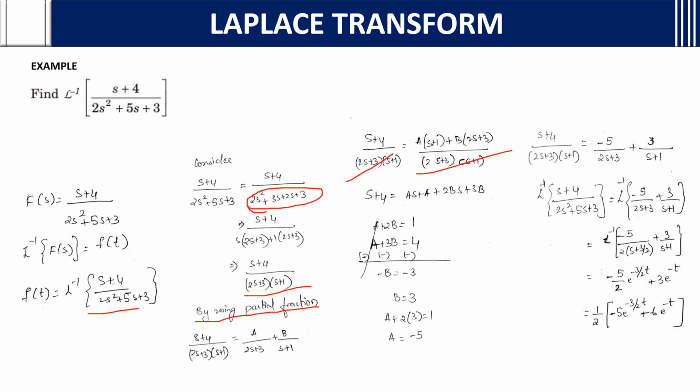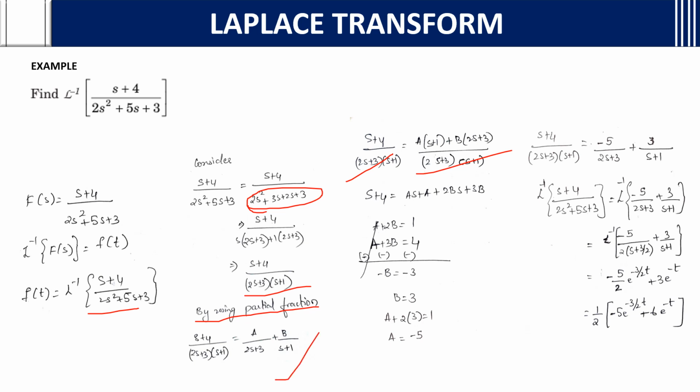After writing the equation using the cancellation method, you need to convert the plus to minus, as all are in the form of pluses only. So minus, minus, minus, to cancel it, a and a will be cancelled, then you will get minus b equals minus 3. So b will be 3, and substituting the b value, you will get a equals minus 5. Substituting these values in the partial fraction, you will get minus 5 by 2s plus 3 plus 3 by s plus 1.